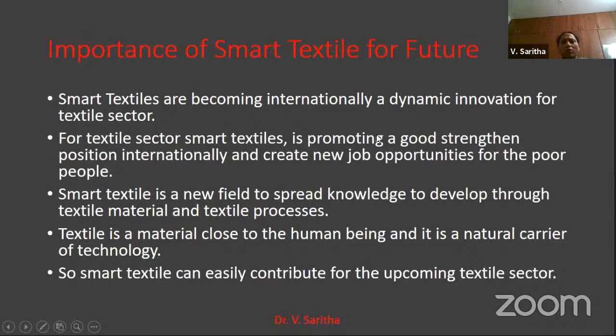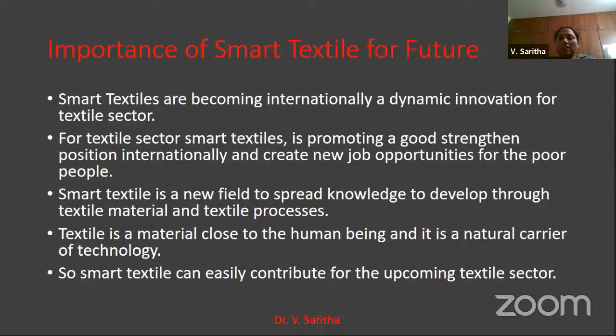So, what is the future of smart textile? Smart textiles are becoming internationally a dynamic innovation for the textile sector. For the textile sector, smart textiles are promoting good strength and position internationally and creating new job opportunities for poor people. Smart textile is a new field to spread knowledge and develop through textile material and textile processes. Textile is a material close to the human being, and it is a natural carrier of technology.